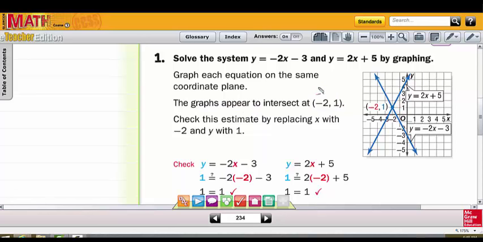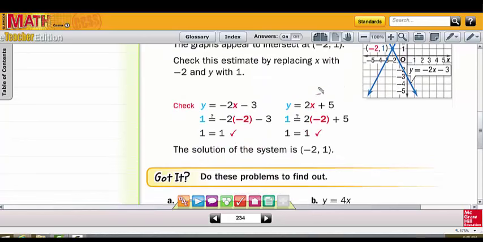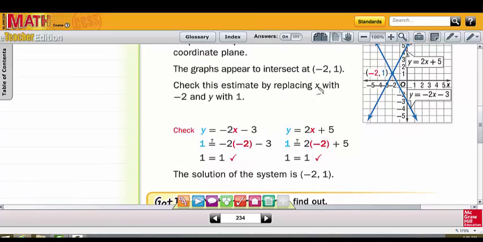So the next step is to take our solution and plug it into the original equations. So we take negative 2 and put it in for x here and here in our original equations, and positive 1 and plug it in for y here and here. So as you can see, we have 1. Does that equal negative 2 times negative 2? Well, negative 2 times negative 2 is positive 4. Positive 4 minus 3 is indeed 1. We have a solution for this equation.